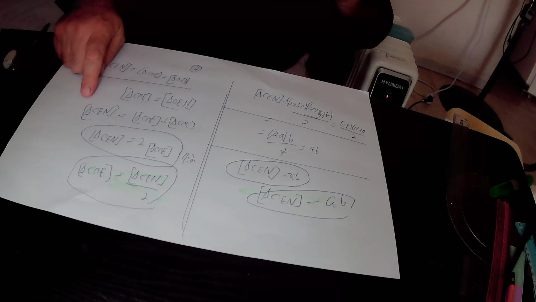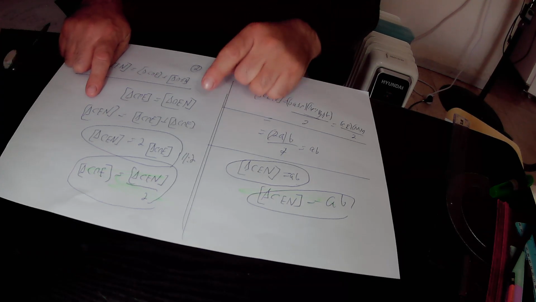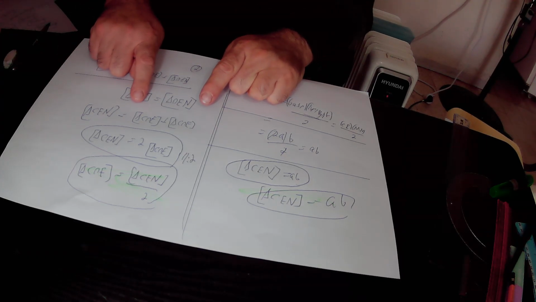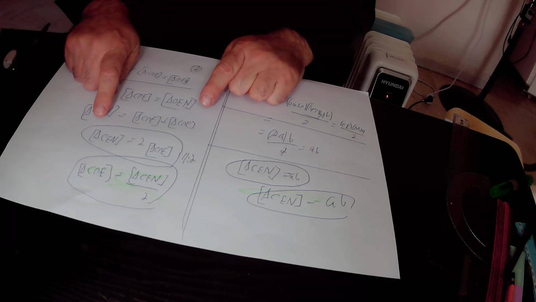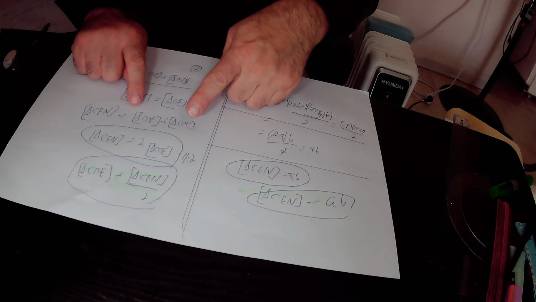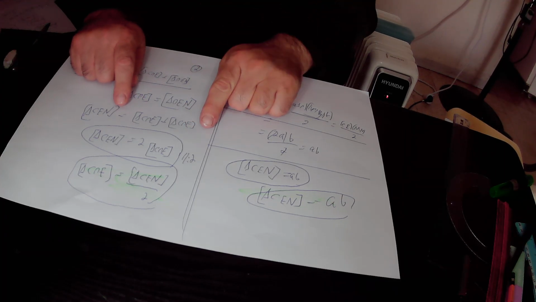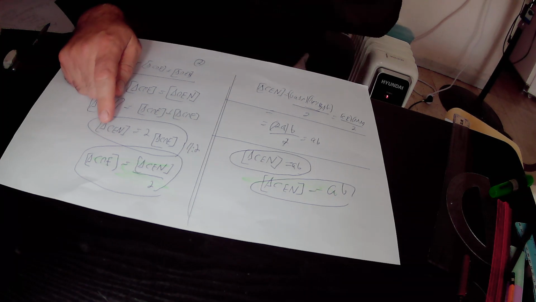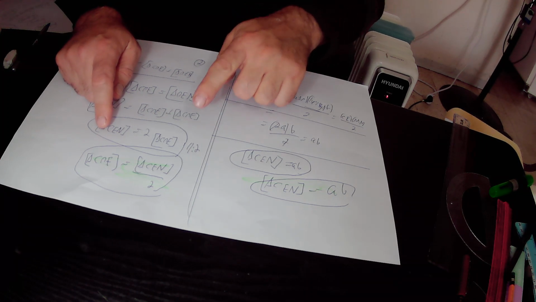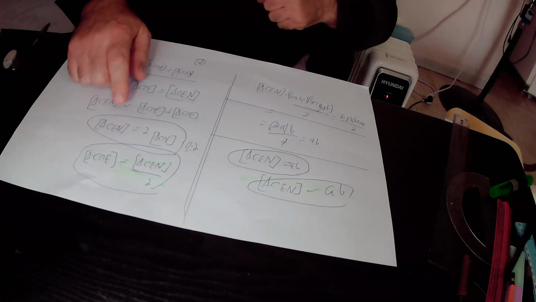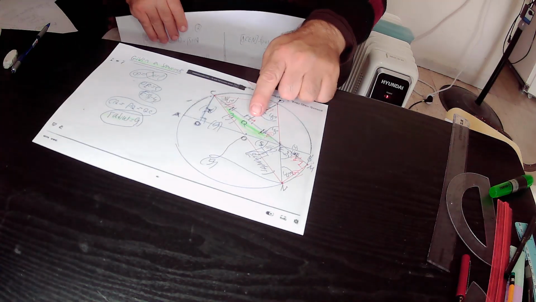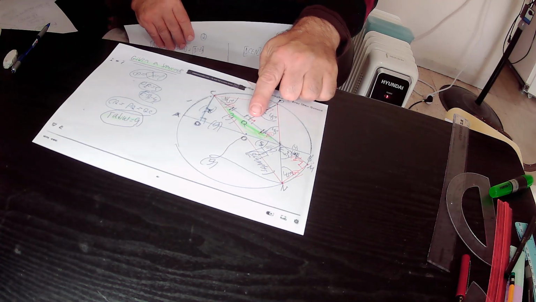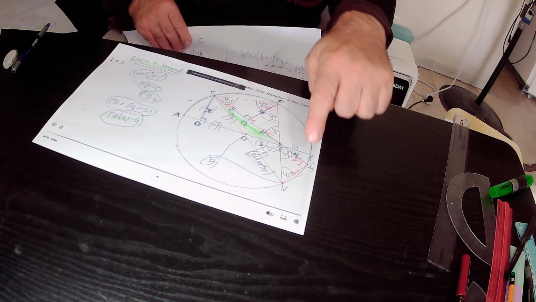So in total, we find that the area of the big triangle CEN equals the area of triangle COE plus the area of triangle COE. That is to say, the area of the big triangle CEN equals 2 times the area of triangle COE. Here we divide this equation by 2 and finally find that the area of triangle COE equals the area of the big triangle CEN over 2. The area of triangle COE is half of the area of the big triangle CEN.